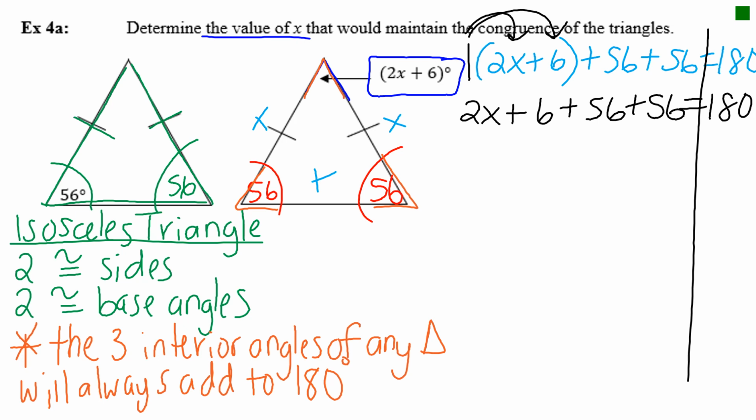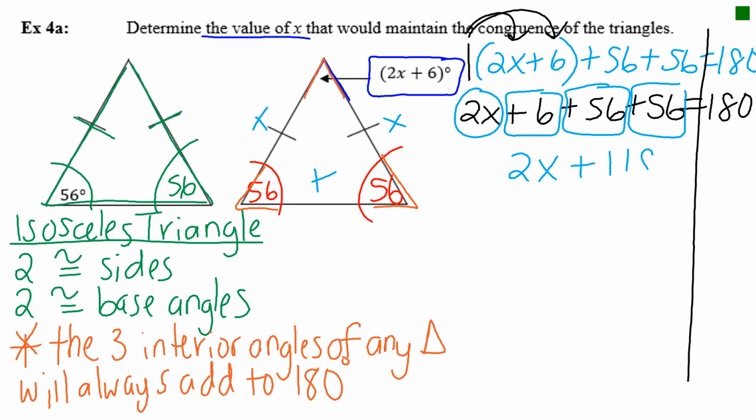Okay. Step 2 is to combine like terms. So on the left, I can circle 2x, positive 6, positive 56, and positive 56 will get squares because they're all constants. I'll go ahead and bring down 2x. 6 plus 56 plus 56 is going to give us positive 118, and it's still going to be equal to 180.